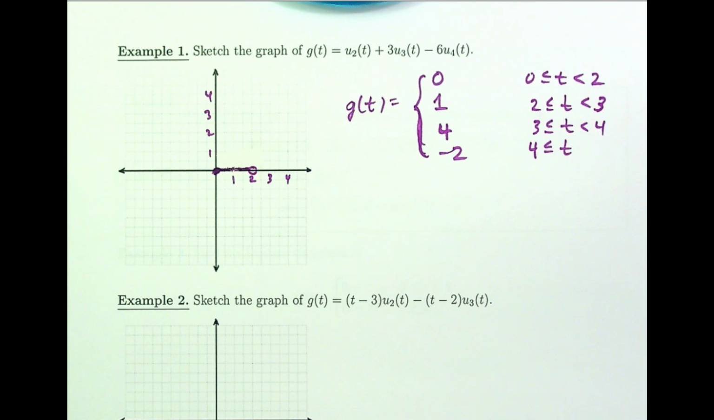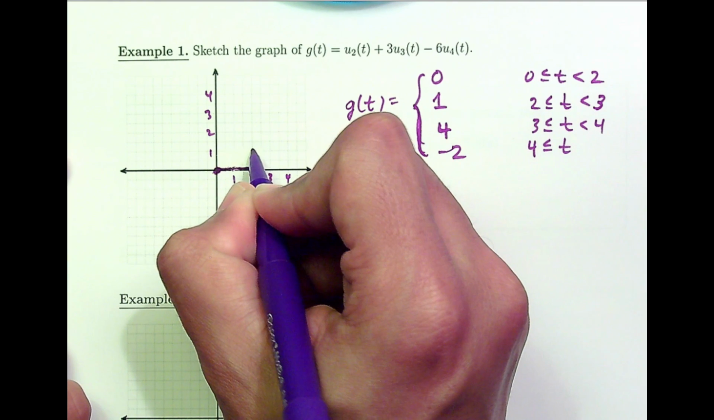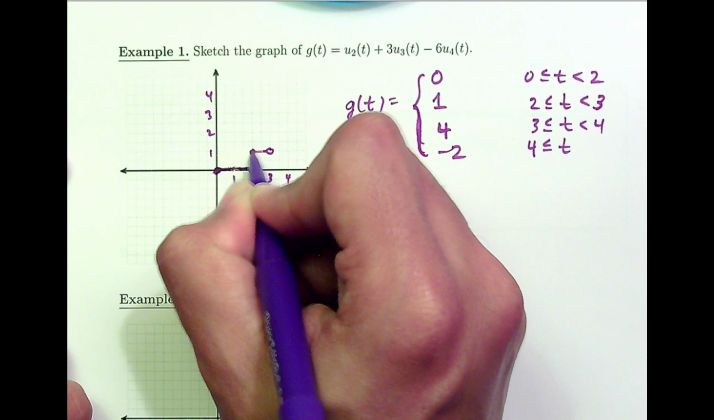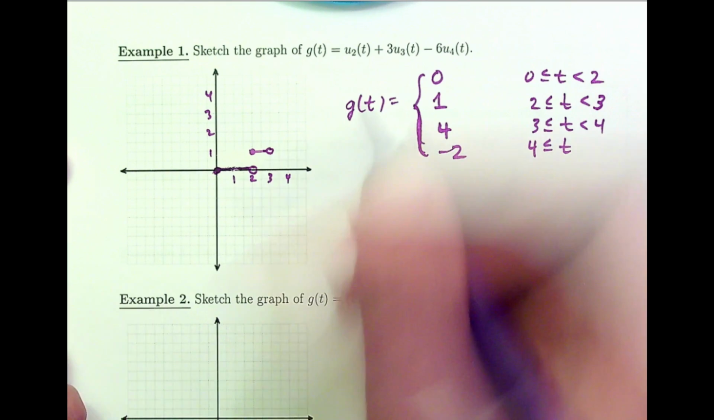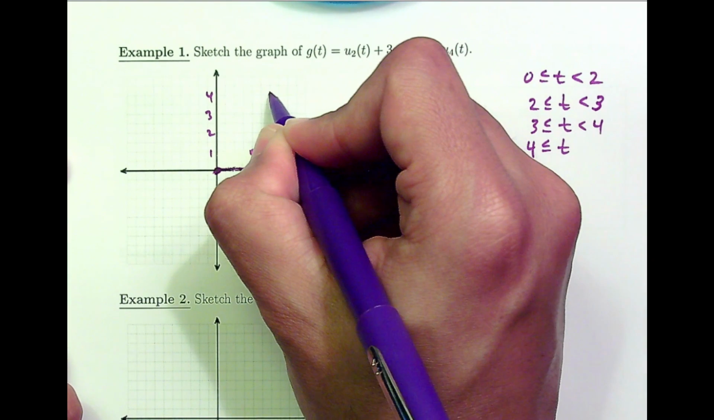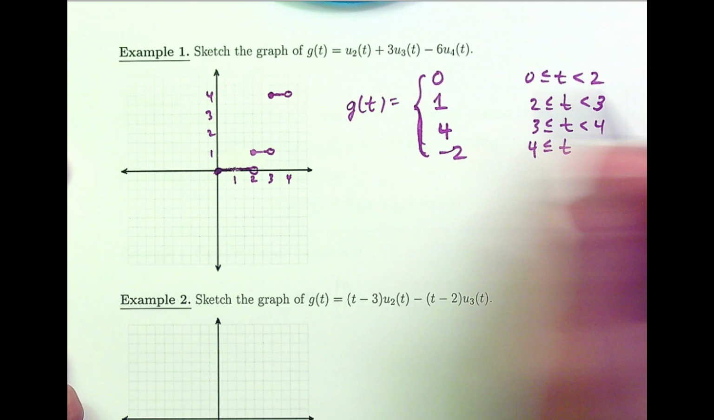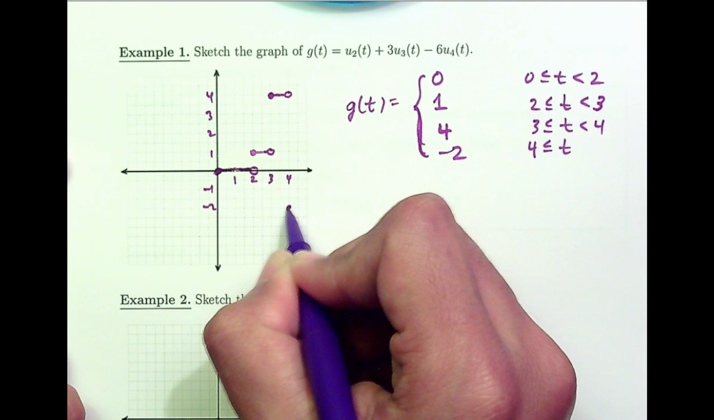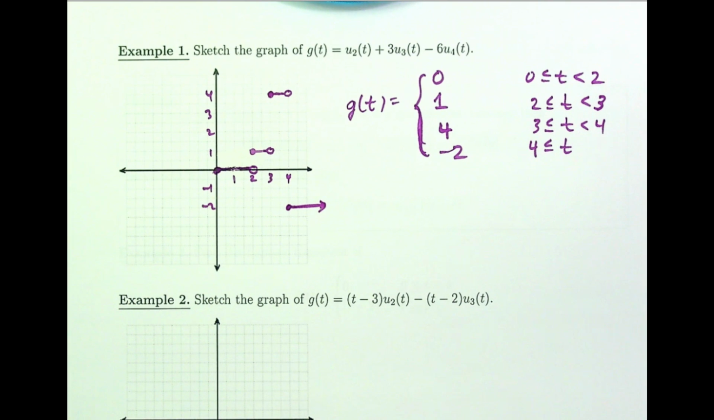Then between 2 and 3, the value is 1. This one is included, but not that one. And then between 3 and 4, the value is 4. This one is included. This one is not. And after 4, the value is negative 2. So this is negative 1, negative 2. This one is included, and that goes on forever to the right. Okay, that's the graph of g of t.